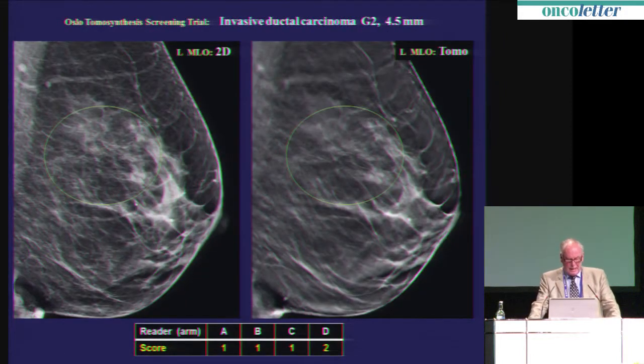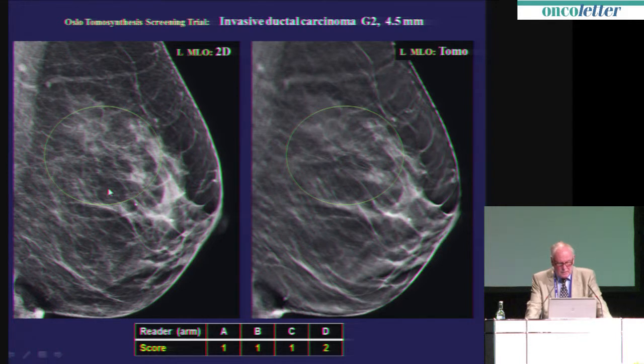I'll show you some examples. The reader scores at the bottom, 4 independent readers: A is only FFDM, B is the conventional 2D plus CAD, then the pure 2D plus tomo and synthetic 2D plus tomo. You can see in this case, interestingly, only one of the two readers picked up these cancers. You can see the fine speculations in the left breast on MLO tomo.